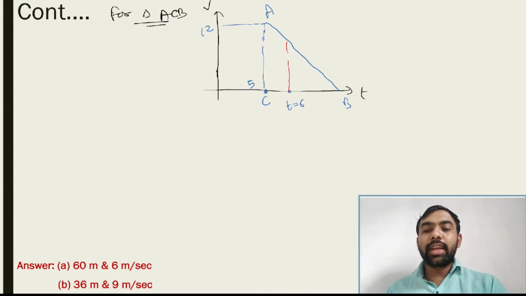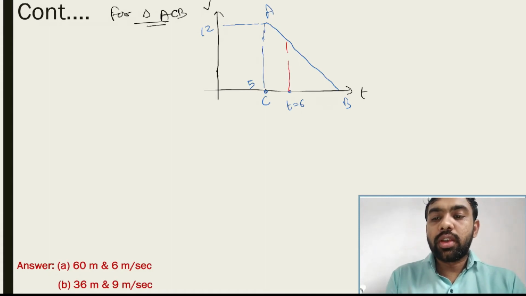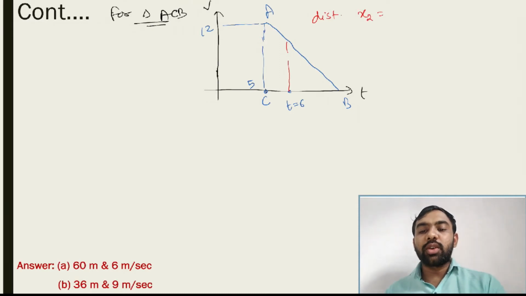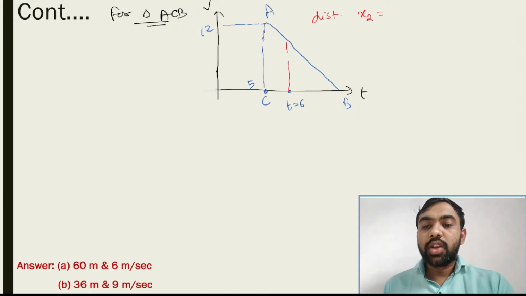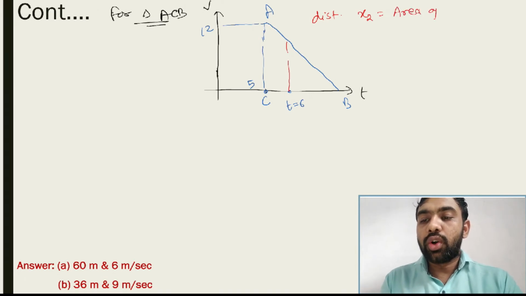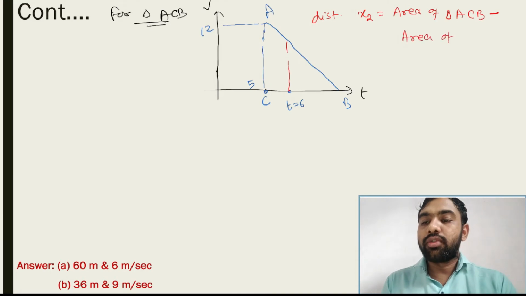So what is this x2? Here distance x2 means the distance covered from 5 seconds to 6 seconds. So it is the total area of this triangle. Which triangle? ABC, that is ACB, minus the area of a triangle.